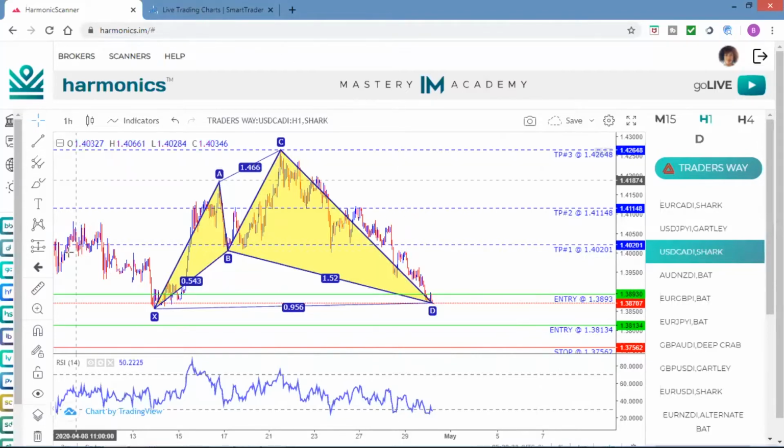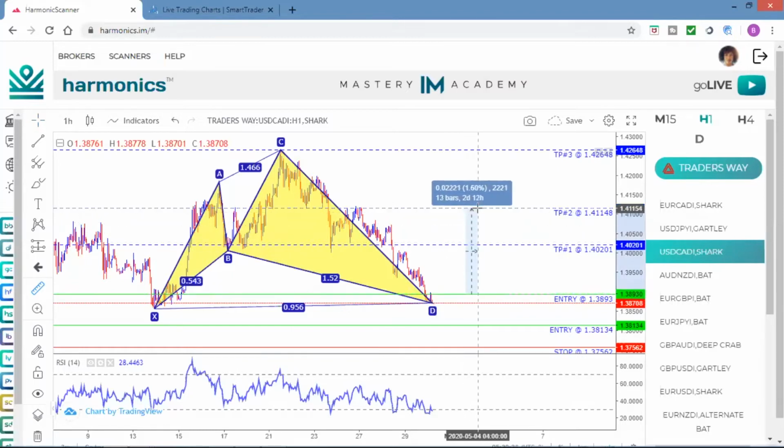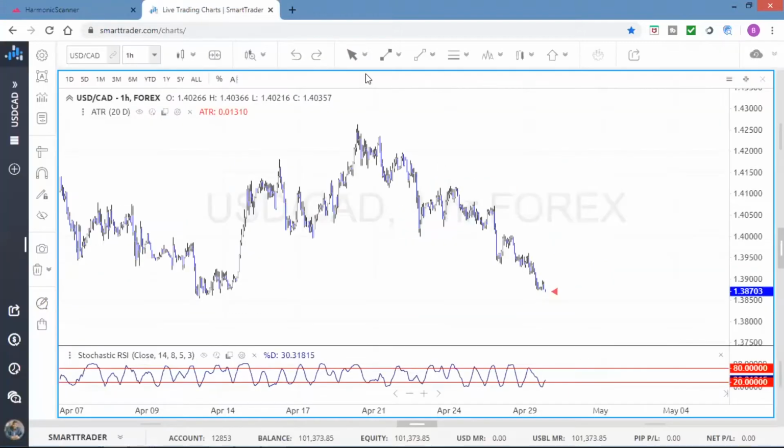This is a pretty good setup. We've got a take profit one from the first entry is about 123 pips, about 222 pips to take profit two. So definitely see how we can get involved with this trade.